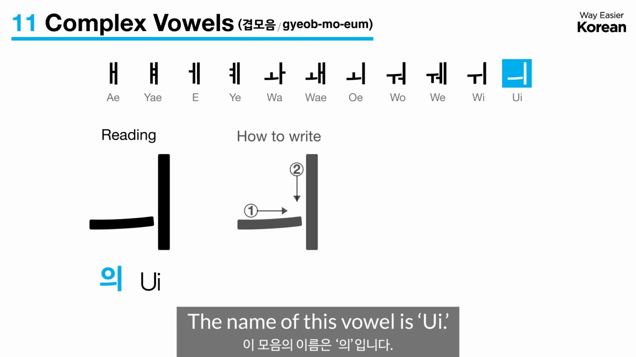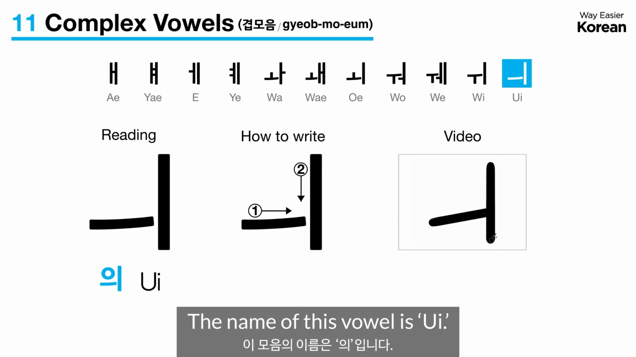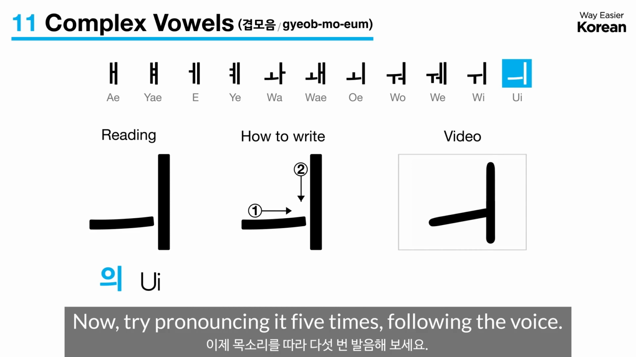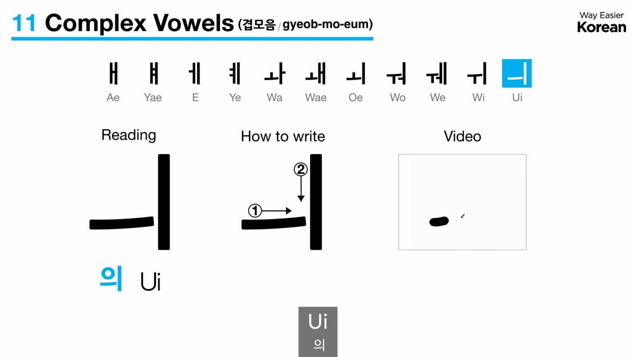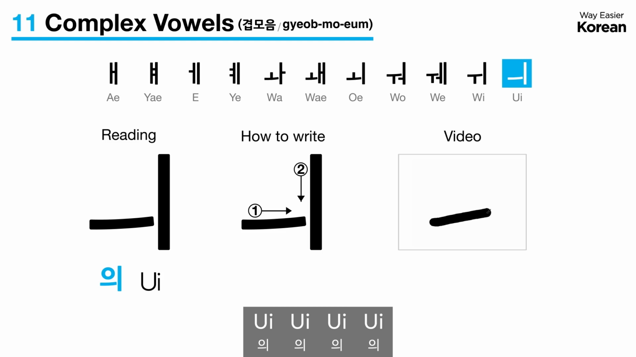The name of this vowel is 의. Now try pronouncing it 5 times, following the voice. 의, 의, 의, 의, 의.